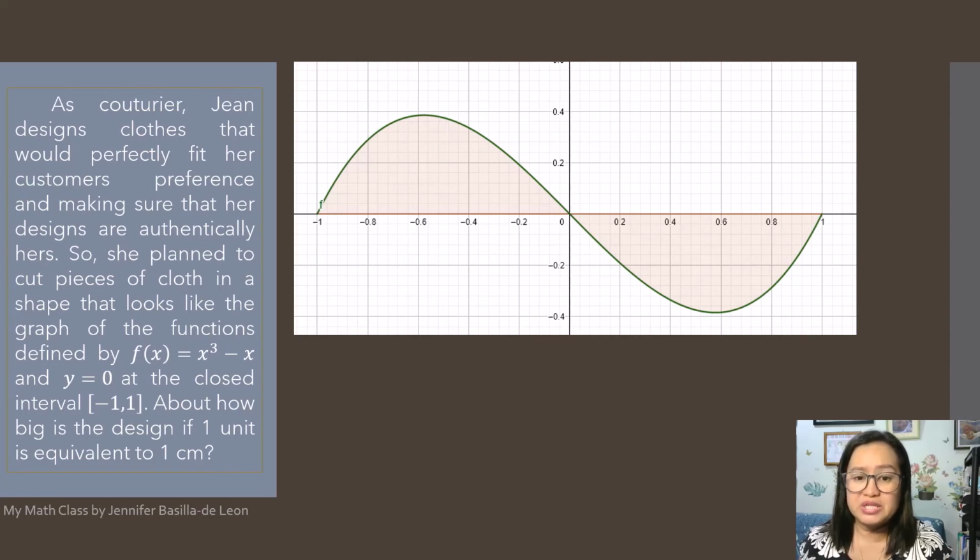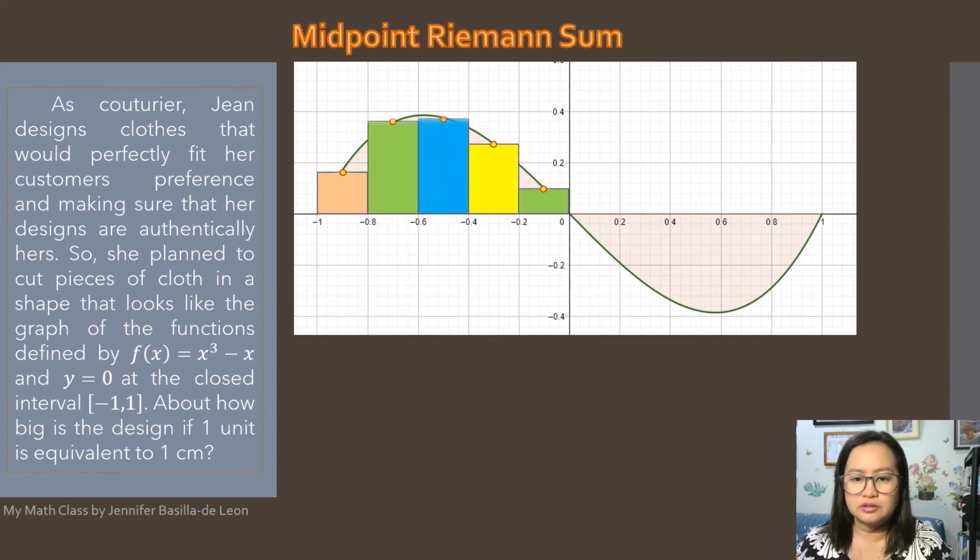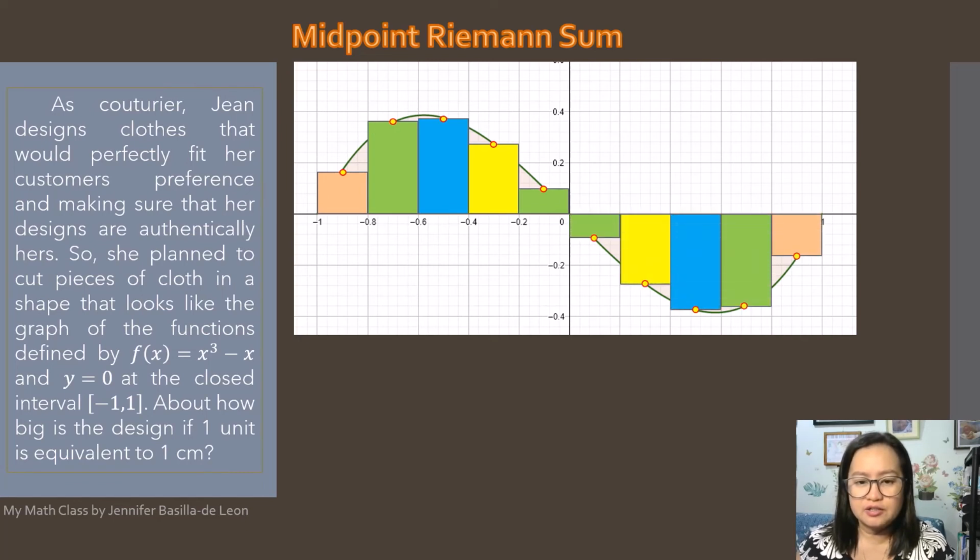Now, using the midpoint Riemann sum, we will have these rectangles, and let's say we decided to have 5 of these, so we can have this approximation. So all we have to do is get the sum of the areas of these rectangles, then we would be able to get the approximated area of the region.